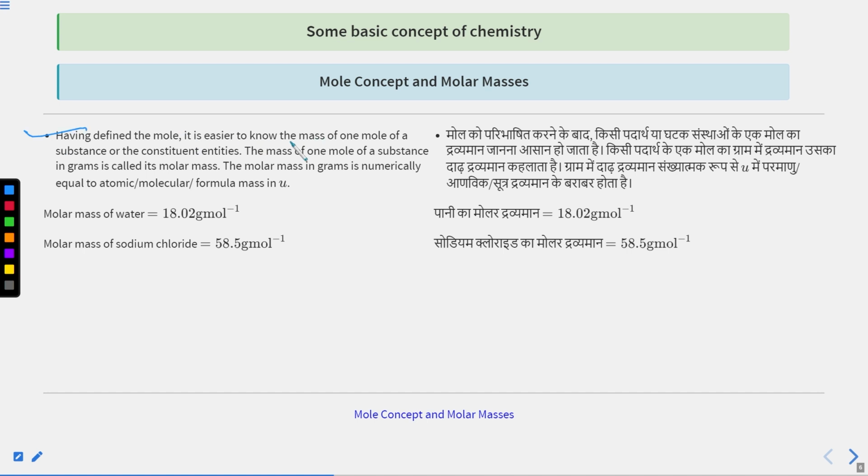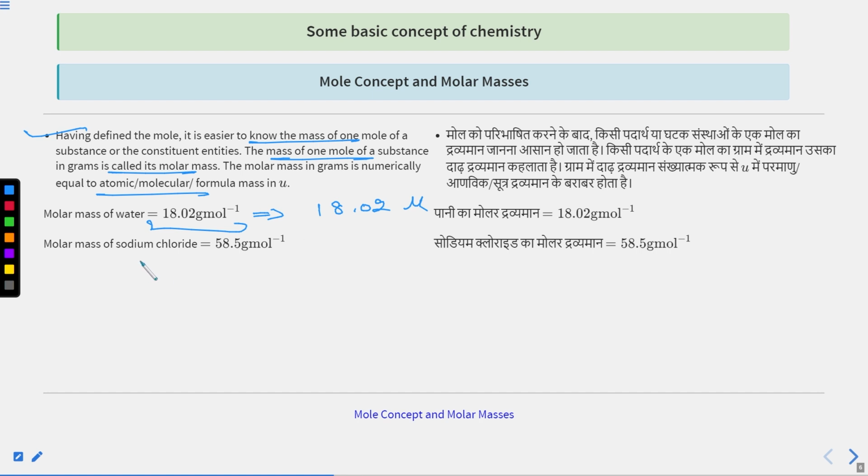Having defined the mole, it is easier to know the mass of 1 mole of a substance, right? If the mass of one atom is x, the mass of 1 mole of substance is Na into x. The mass of 1 mole of substance or the constituent entities, in grams, is called its molar mass. So the molar mass in grams is numerically equal to the atomic, molecular or formula mass in U, right? Suppose the molar mass of water is 18.02 gram per mole, then the molecular mass of water should be 18.02 U, right?